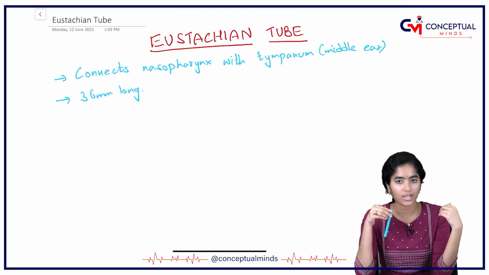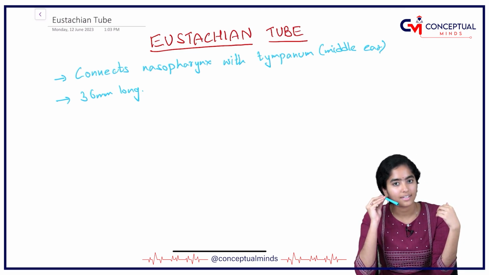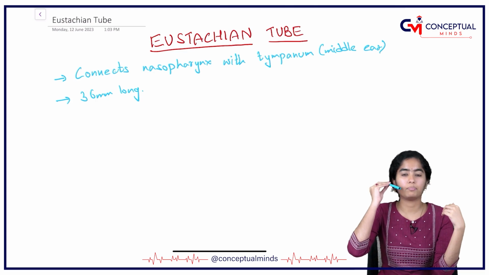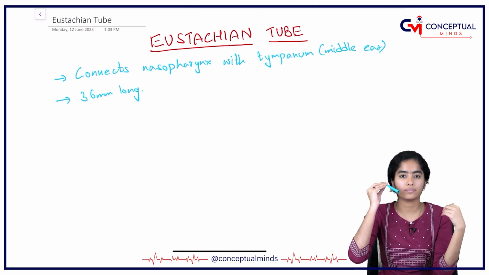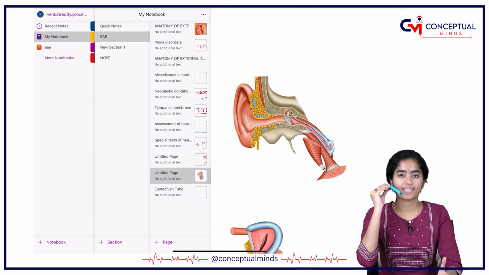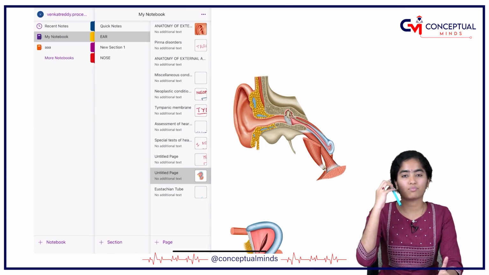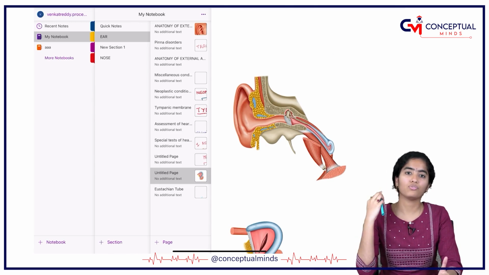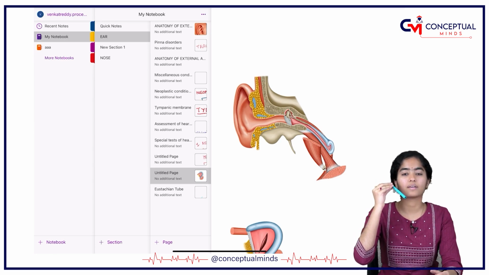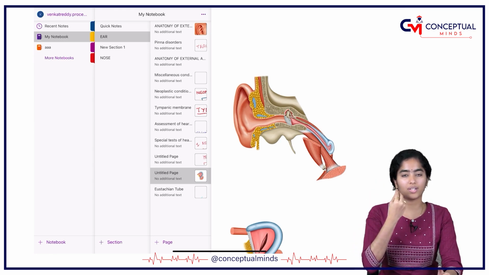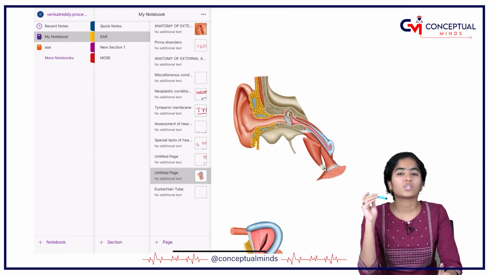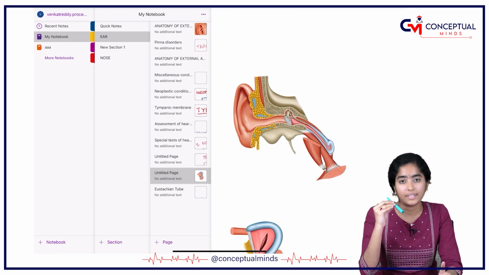Is it upwards or downwards? It faces downwards because the middle ear is at a somewhat higher level than the nasopharynx. So it faces downwards. And is it forwards or backwards? Obviously it is forwards. So the direction of the Eustachian tube is downwards, forwards and medial.